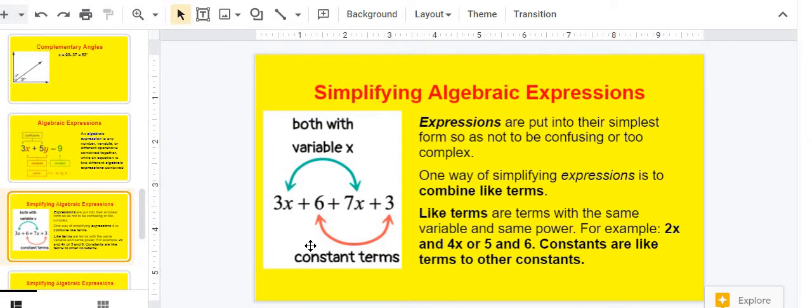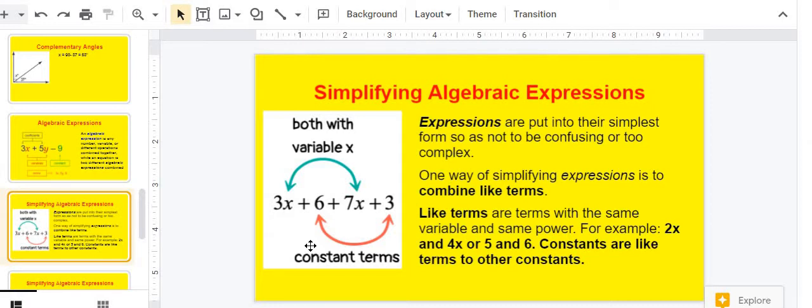One way of simplifying expressions is to combine like terms. Now let's talk about what like terms are. Like terms are terms with the same variable and the same power. For example, if you have 2x and 4x, those are examples of like terms. Also, 5 and 6 are examples of like terms as well. Constants are like terms to other constants. So remember, like terms are the ones that can be combined. If they're not like terms, you cannot combine them.